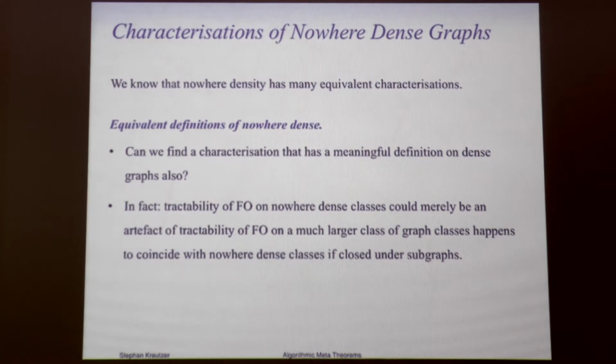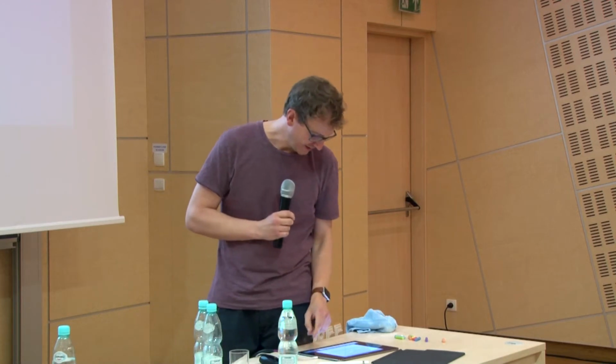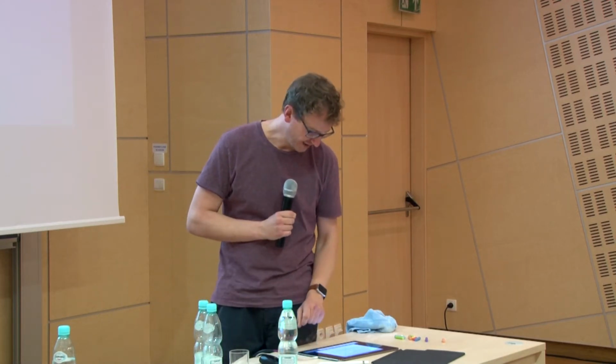And it's reasonable to assume that maybe there's nothing really special about nowhere dense. Maybe there's a far more general parameter or structural property which explains tractability, and it just happens to be nowhere dense if you close it under subgraphs. It could be true, could be not true, but why not? Maybe we are putting too much emphasis on sparse graphs. These are the prime objects, well-behaved and nice, but maybe there's something equally nice and far more general. So this is what we can look at.